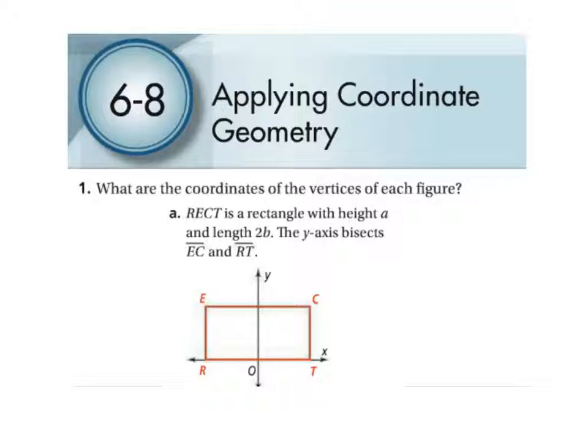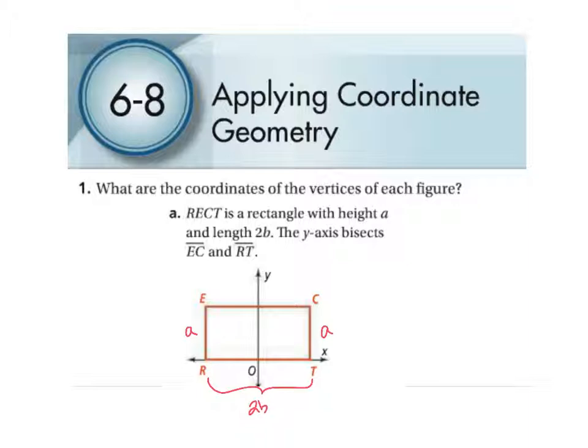Okay. What are the coordinates of the vertices of each figure? So we have a rectangle, so you have to know all your properties of rectangles. The height is A. Okay, so this height right here is A. You could write it on either side, doesn't matter. That's the height. And the length of it is 2B.